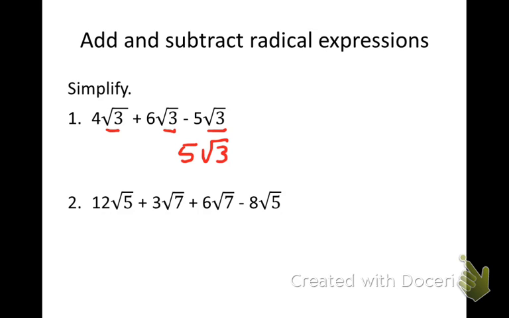That would be simplified. We do need to make sure underneath the radical is simplified, and that one is. So here we have 12 times the square root of 5. We also have down here minus 8 times the square root of 5, so that would be 4 times the square root of 5. 3 times the square root of 7 plus 6 times the square root of 7 would be plus 9 times the square root of 7. No perfect squares under the radical. Can't put those together, so we would be done.